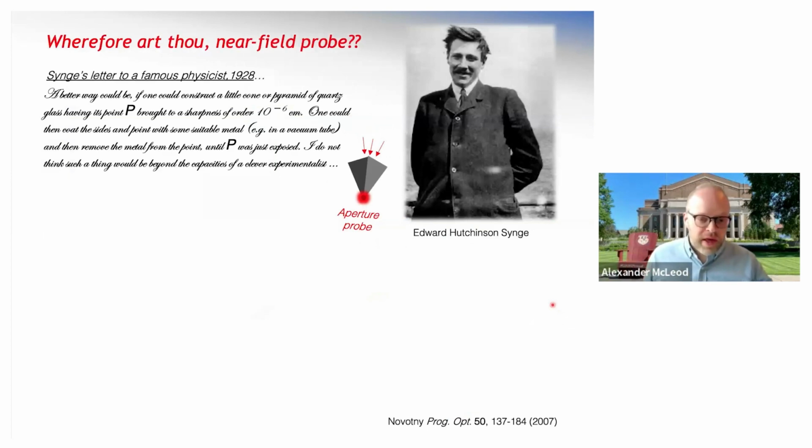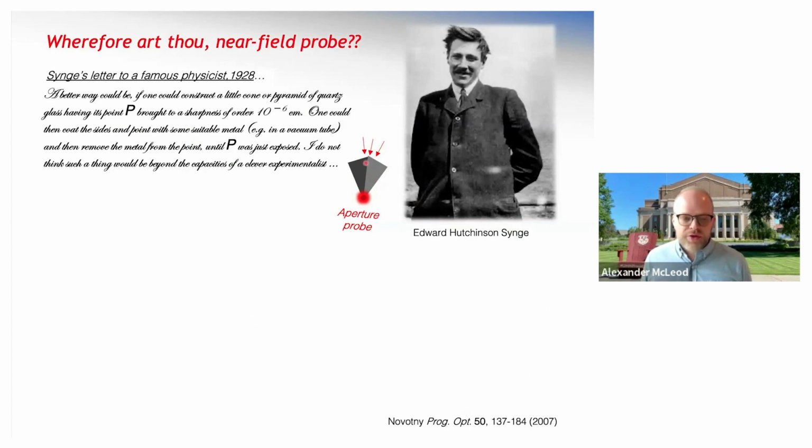So just a little bit of history, and I'll go through this quickly. This idea has been around for a long time. It was kind of invented or suggested way back in the late 20s in a letter that was written to a famous physicist by this fellow, Edward Synge, who suggested that if we take some sort of aperture probe, and we coat it in metal, and then cut off the metal from the little end, we'll make a really tiny aperture. So then what happens if we send light down through this aperture? Then we can illuminate a region using light that is confined to this really, really small volume. And then we might be able to see with higher spatial resolution.